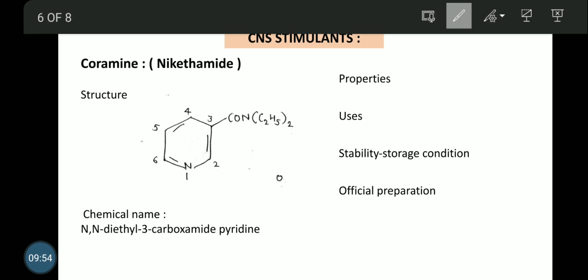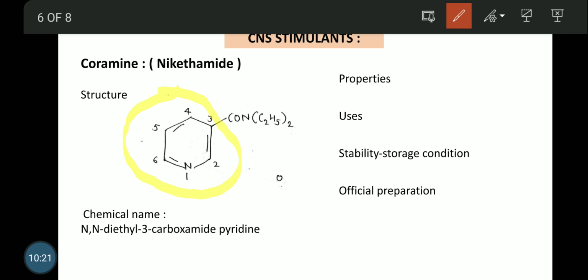Then the next important drug, that is your Coramine or Nicethamide. Now if you see the structure properly, this is the structure of your pyridine. Six-membered heterocyclic ring containing nitrogen heteroatom and three double bonds. This is the ring of your pyridine.